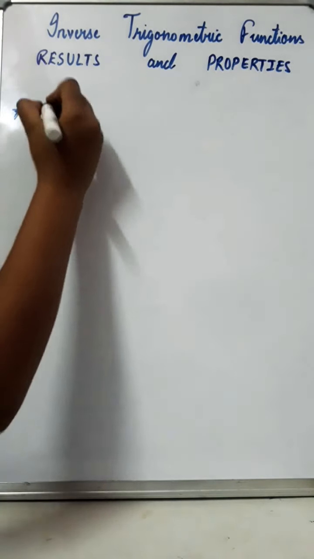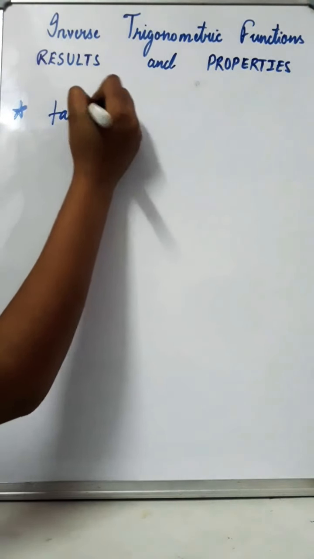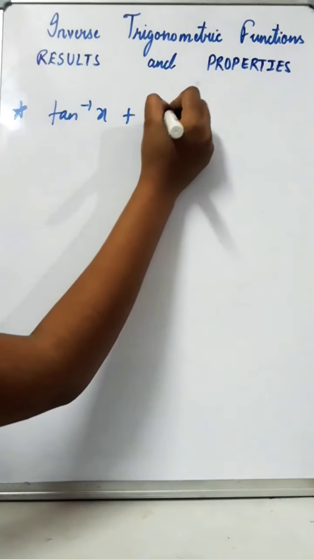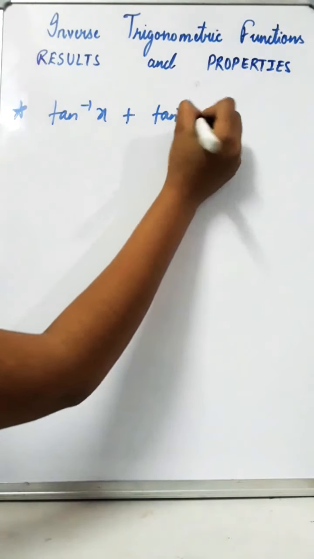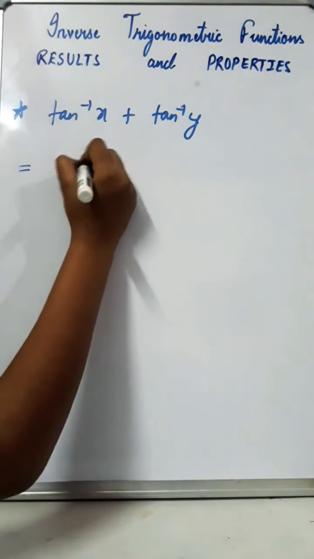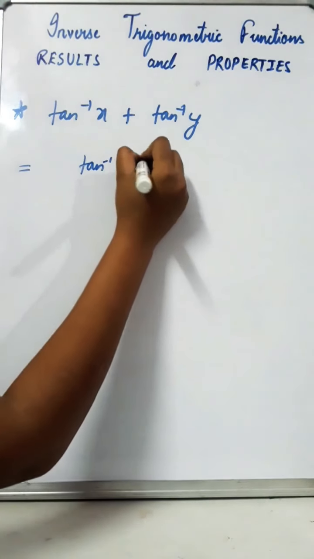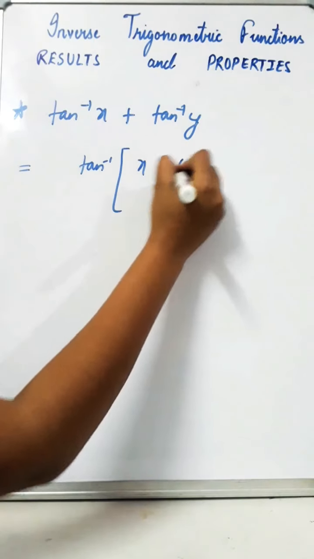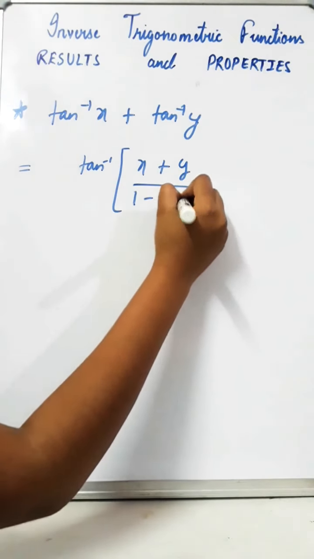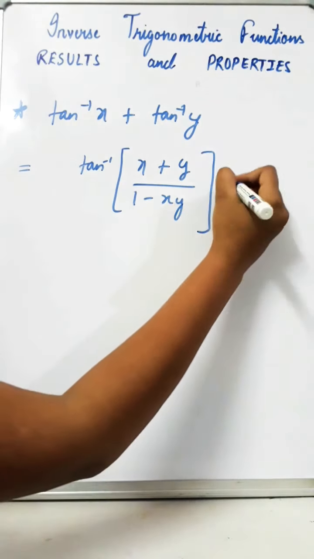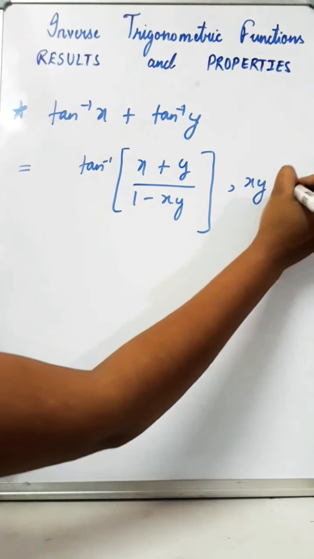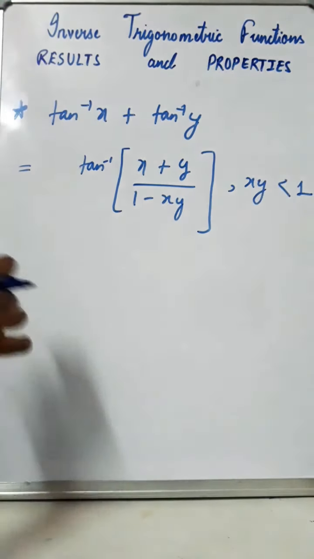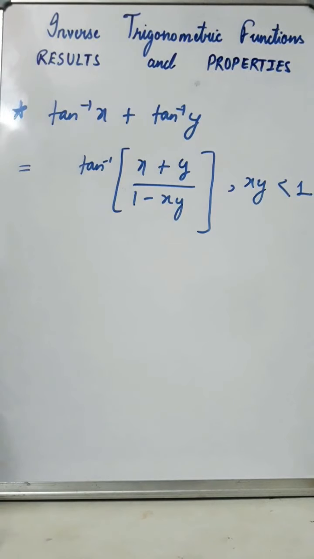Alright. Now just look at this. Tan inverse x plus tan inverse y. Now this can be written as tan inverse of (x plus y) upon (1 minus xy). Alright, where xy is always smaller than 1, right? So this property is very easy to prove.